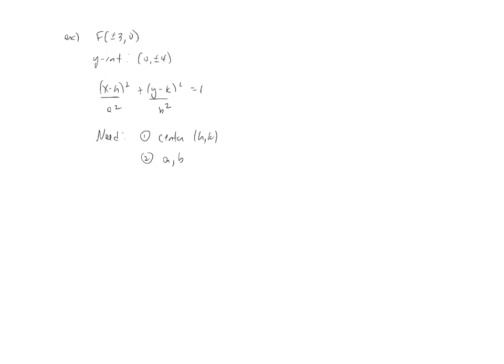So what I'll do next is I'll go ahead and actually plot the 4 points that are given to us. And I'm believing that if I get these 4 points on here, I'll be able to figure some things out. So the foci at plus or minus 3, 0, so maybe there and there. And then the y-intercepts of 0, plus or minus 4 would be maybe there and there.